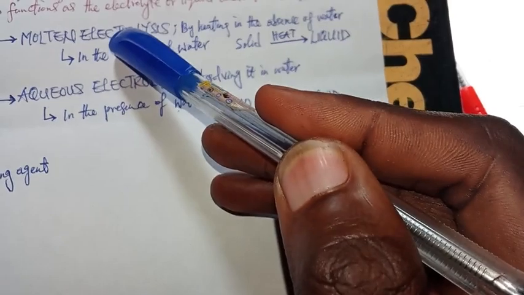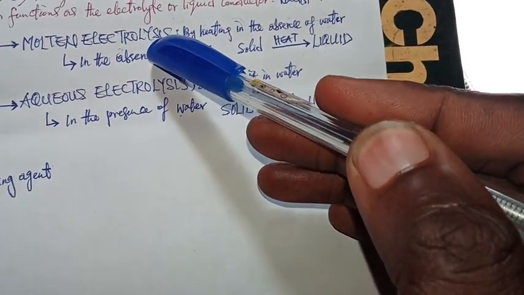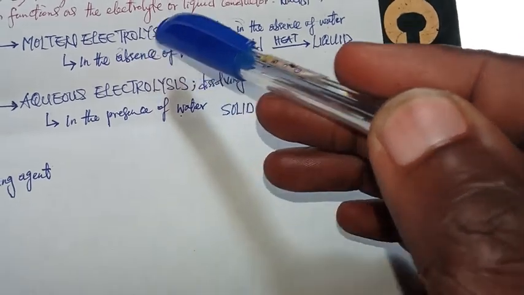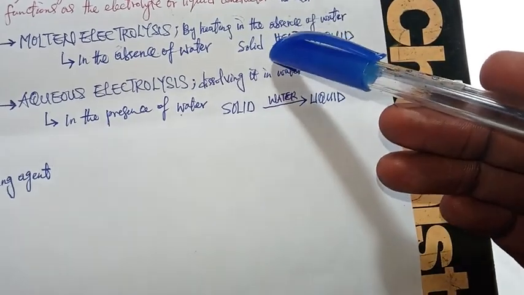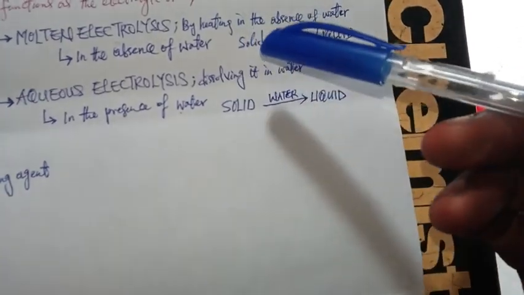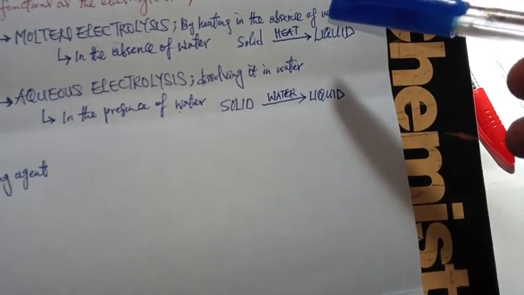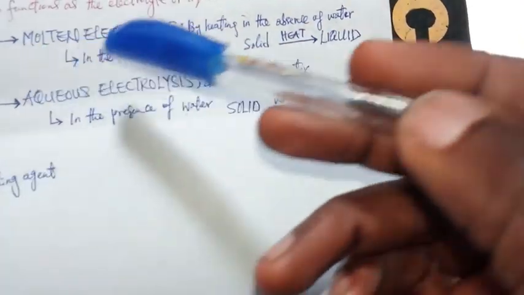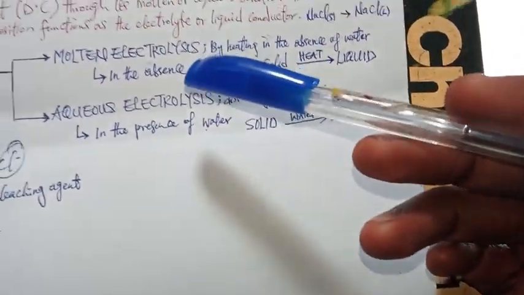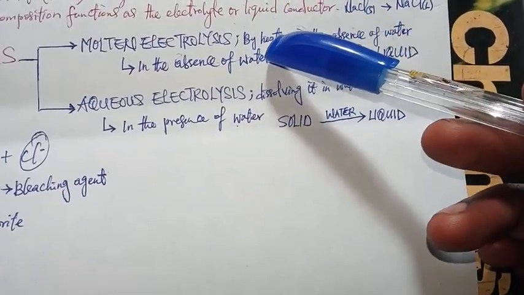Molten electrolysis involves the electrolysis of a compound in its molten state, which is derived by heating the compound in the absence of what? Water. So molten electrolysis is an electrolysis that happens in the absence of water.